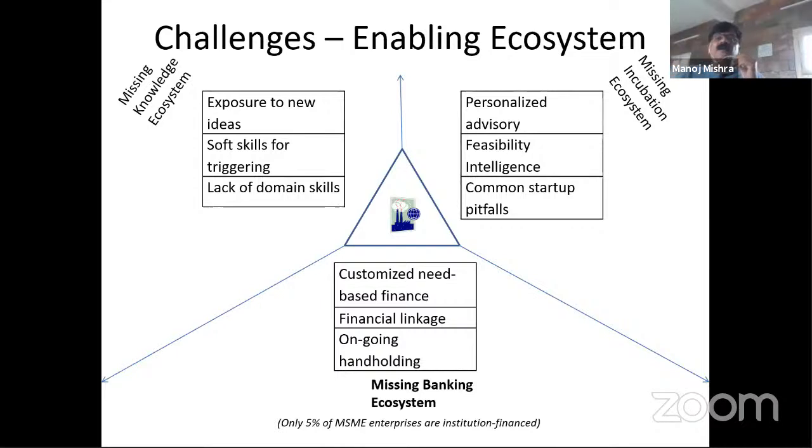The kind of pitfalls that we encounter in terms of establishment, in terms of viabilities, is of a different nature as far as agri-enterprises are concerned. It is not the classical ball bearing enterprise. It is not the classical diesel engine enterprise. It is not the classical any other enterprise that we have seen across the board in the manufacturing sector. But customized need-based finance is the need of the hour.